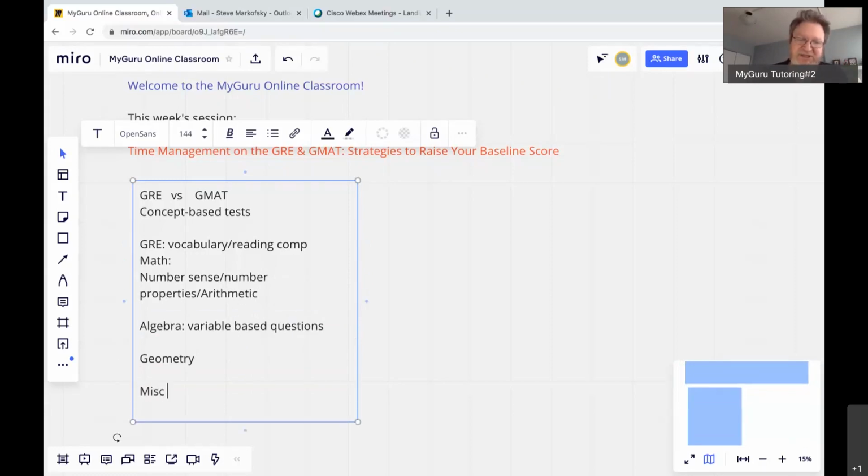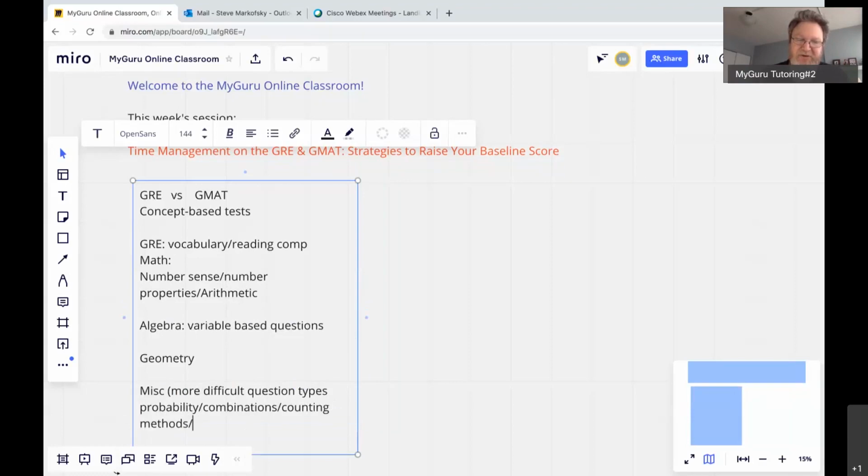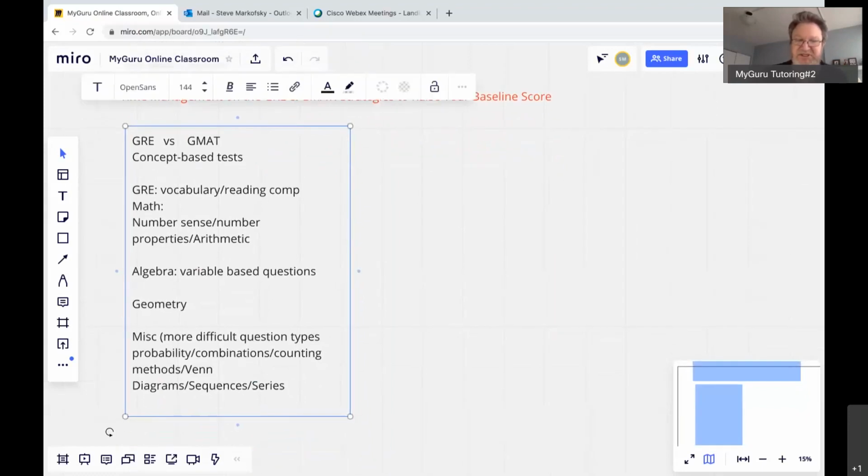In the miscellaneous, we might throw in here some of the more difficult question types. So you might get, for example, probability. This is going to show up probably a little bit more on the GMAT than the GRE, but you see it in more difficult questions on the GRE as well. Probability, combination type of questions, counting methods, Venn diagrams, sequences and series. And then maybe some slightly advanced statistics, like not even advanced, but things like standard deviation.